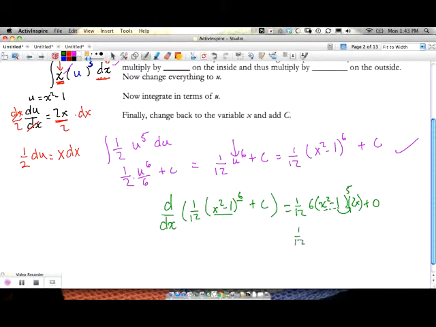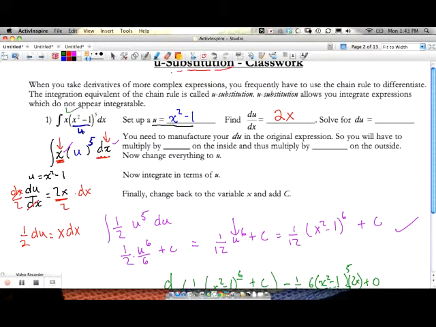So let's simplify things. That means I got 1/12. This 6 and 2 is going to be 12. Then we got an x, and then an x squared minus 1 to the 5th. Well, the 12 simplifies. That gives me x times x squared minus 1 to the 5th power. And yes, that's what we have.